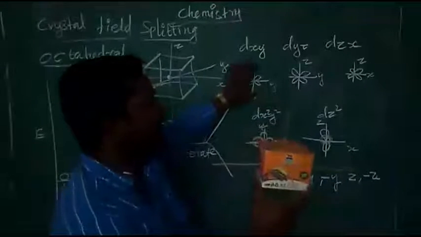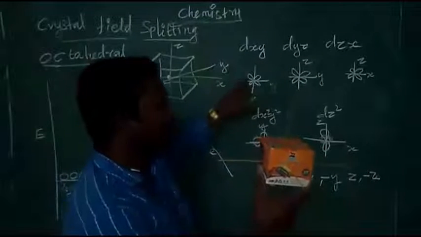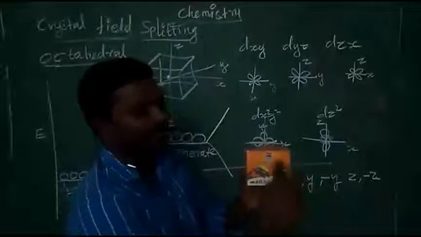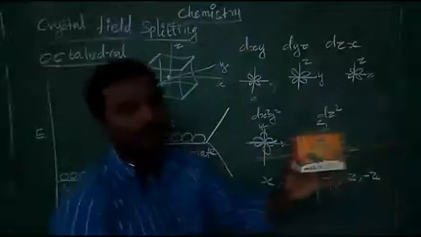If you take this dxy orientation, the loops are present in between these two axes. Like we have one loop, the other loop may be present on the opposite side. So you just remember this small correction.